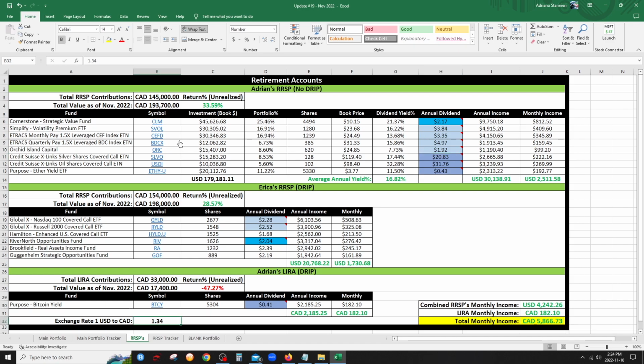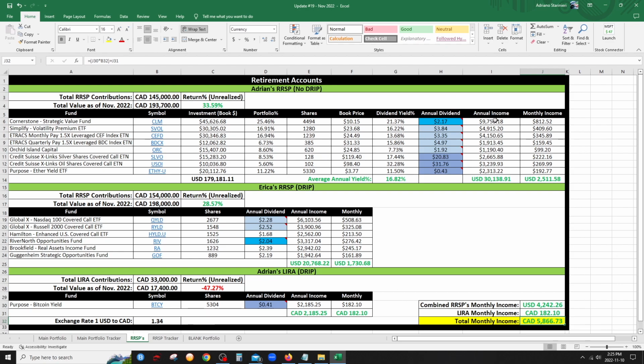Another thing that is very important to track, since most of these are all US except BTCY. Everything else in these two accounts is all US currency, right? And because I track everything in Canadian dollars, I need to track the exchange rate. So all these amounts here, the monthly income, are all in USD for these two accounts. For this one here, because it's BTCY, it's listed on the Canadian stock market, so it's Canadian. This is why I have a separate tab here for that one. But basically, I take this number here and multiply it by the exchange rate to get the correct total in Canadian dollars. So that's very important to understand, that I track everything in Canadian dollars.